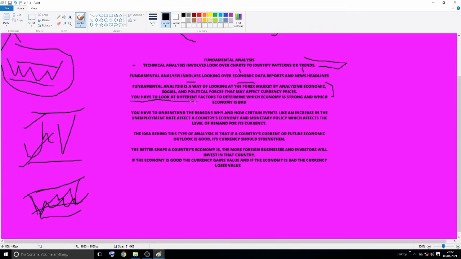You have to look at the different factors to determine which economy is stronger and which one is bad. You need to look at factors like political, social, economic, things like that. You need to look at them and try to determine which currency pair is strong and likely to go up, and which currency pair is bad and likely to go down.